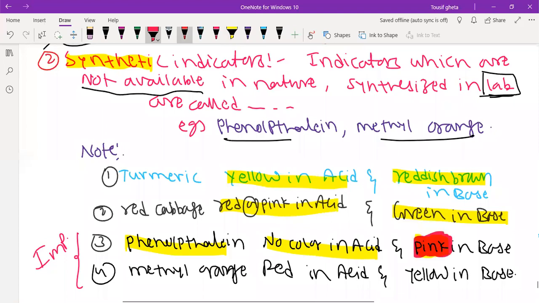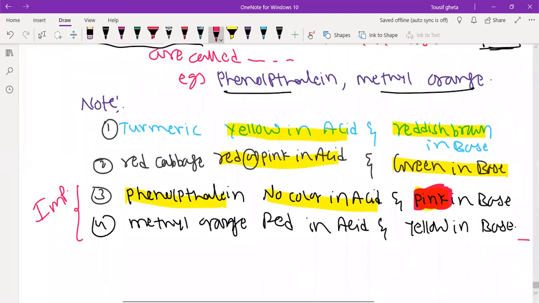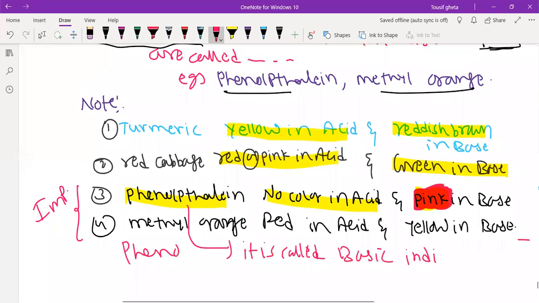Phenolphthalein is called which indicator? Basic indicator. Why is it called a basic indicator? Because it gives pink color, baby pink color, in basic medium. Methyl orange will give which color, do you know? Methyl orange gives red color in acid and yellow color in base. Red is danger. And phenolphthalein is called a basic indicator because it gives pink color in the base. Okay.